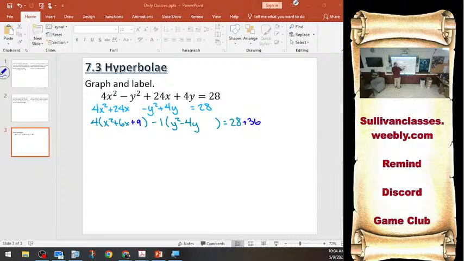Half of negative 4 is negative 2. Negative 2 squared is 4, but I didn't really add 4. I subtracted 4. And then the quantity, x plus 3 squared as a perfect square trinomial. The quantity, y minus 2 squared as a perfect square trinomial. Now over there, I get 60. When I divide by that 60, these will reduce down to 15 and 60 respectively.